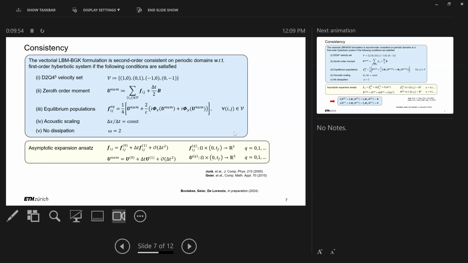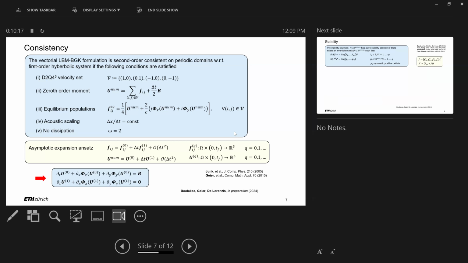Then we do the asymptotic expansion. We assume a certain polynomial ansatz for our populations in the smallest parameter, the time step size. We introduce this in our Lattice-Boltzmann equation, perform the Taylor expansion and so on, and then we can see at different orders of the smallest parameter what kind of equations our numerical approximation is solving. We have the same expansion for our 0th order moment, because it's just a linear combination of the populations. We see that the leading order expansion coefficient indeed solves our target equation, which is good news.